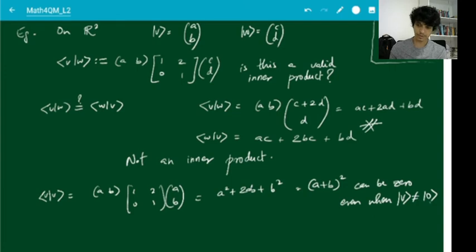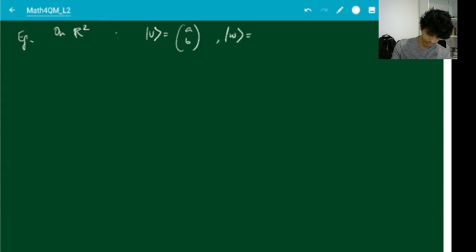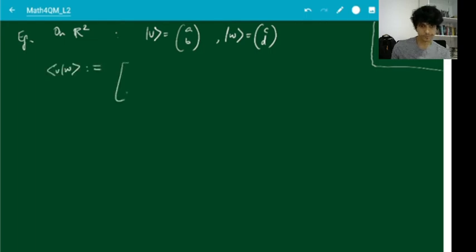Let's take one more example. Again on R2 only. So again, I'll take my vectors and I will define it as follows.